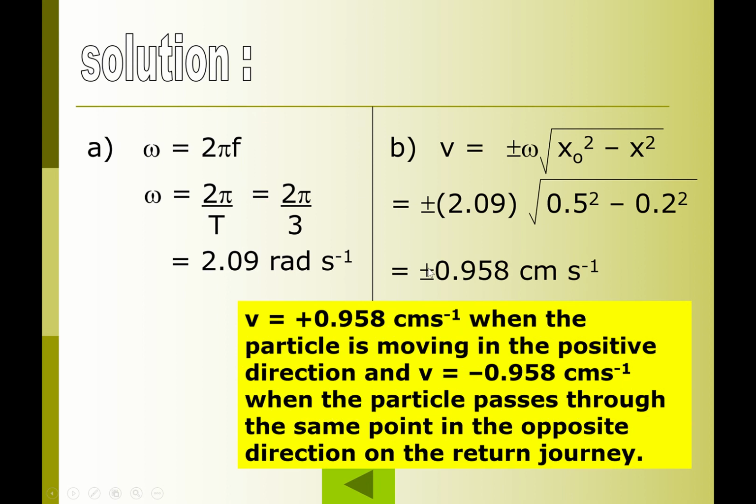So we have two values. If v equals positive 0.958 centimeter per second, this is when the particle is moving in the positive direction. When v equals negative 0.958 centimeter per second, this is the velocity when the particle passes through the same point in the opposite direction on the return journey.